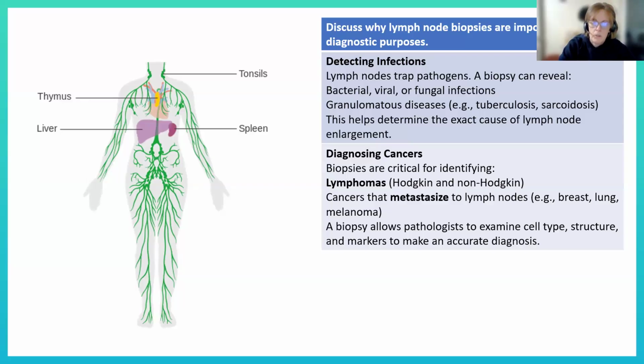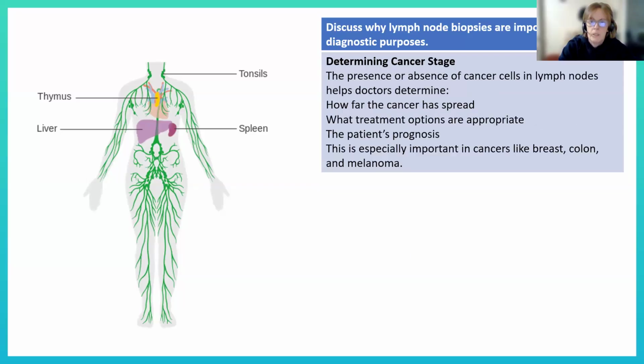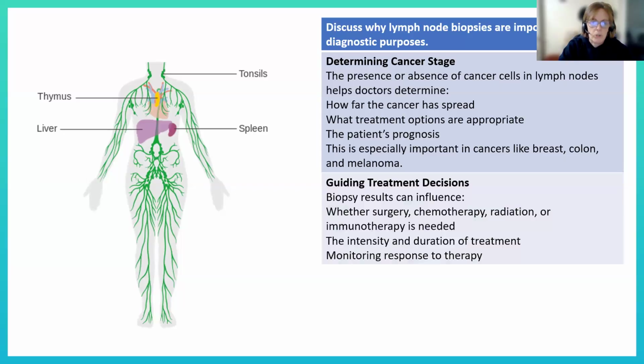So that's another reason why the lymphatic system is important. It can also help you to determine the stage of your cancer. You know, they sort of say stage 1, stage 2, up to stage 4. So not only how far it has spread to the lymphatic system, but what the treatment options are, and it helps to inform patients' prognosis. Breast cancer, colon cancer are examples where this is quite useful.